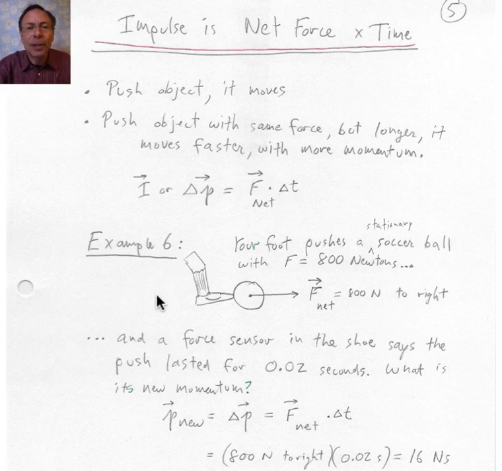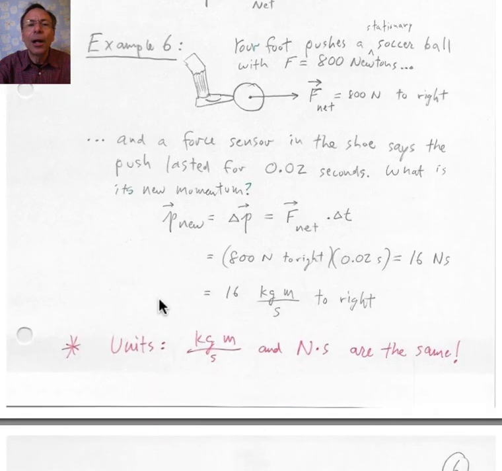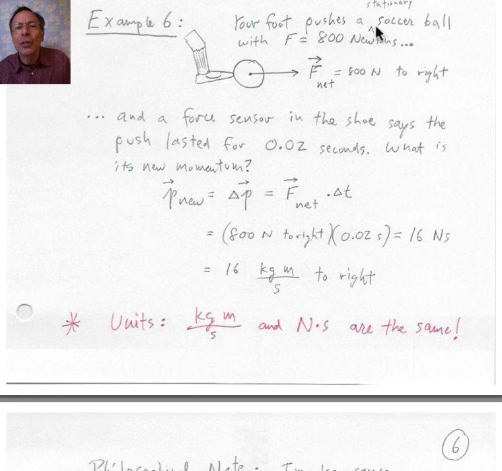Okay, so let's have another example here. Your foot pushes that stationary soccer ball with a force of 800 newtons. So you see, there it is. We've got this force happening. And you've got a little force sensor here, or a high-speed video, to kind of track these things. And the force sensor, the video, whatever, says that the push lasted for 0.02 seconds. So what will be the new momentum? The new momentum is going to be just the change, right? The reason it's just this change is that we're starting out with 0 to begin with.